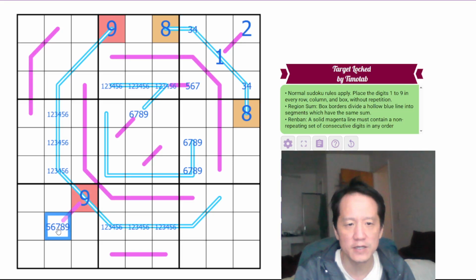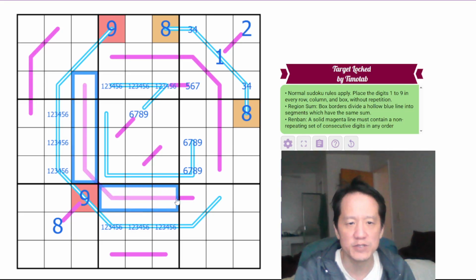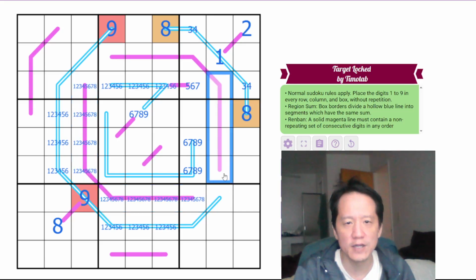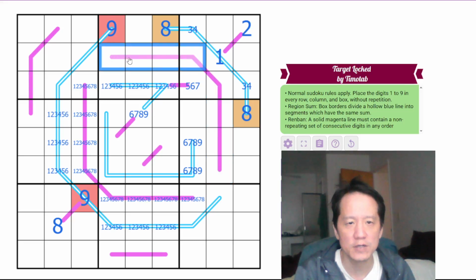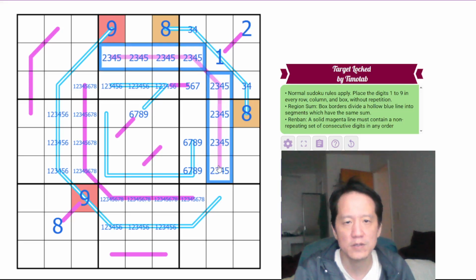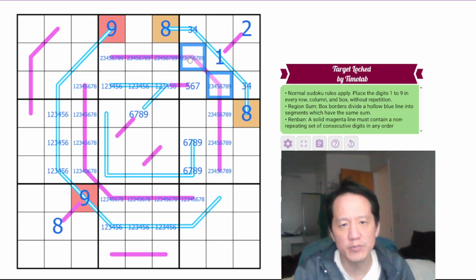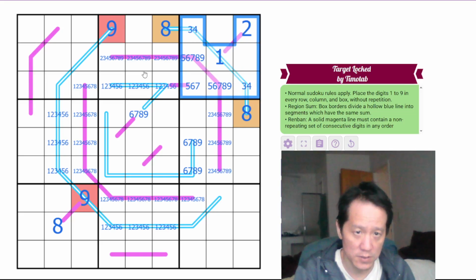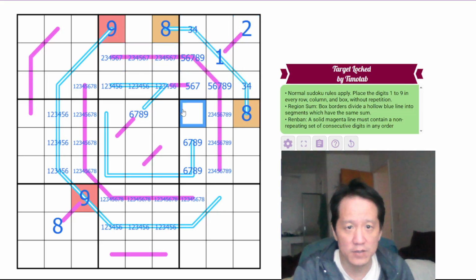This is 9. 9's only consecutive with 8, so this must be an 8. These must be the digits 1 through 8, and these must be the digits 2 through 9. So this can't be 2, 3, or 4 because of the 2 and the 3, 4 pair in the box. These cannot be 8 or 9.